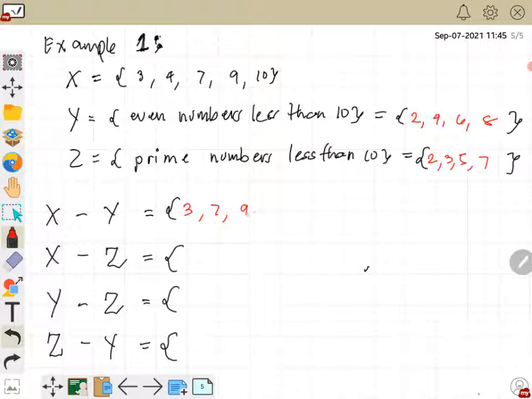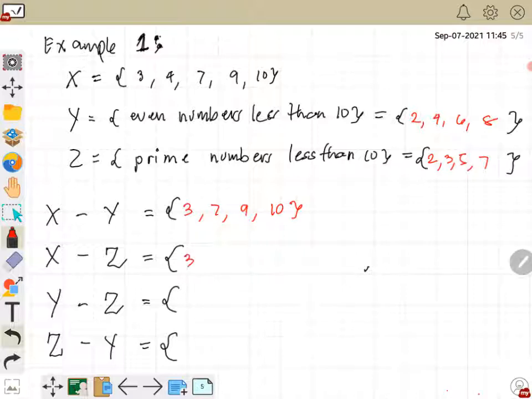9. We can find 9 in X but not in Y. And 10. That's it. So what is X minus Z? Difference of X and Z, meaning those elements that we can find in X but not in Z.